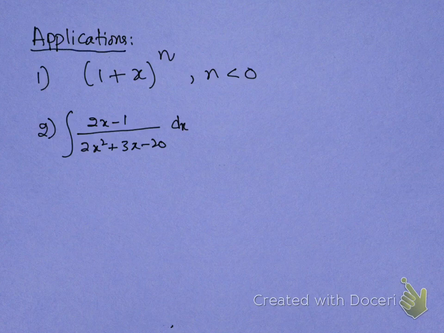Applications. Partial fraction is used to expand expressions of the form 1 plus x whole power n for values of n that are not positive integers. Number 2. Partial fraction is used to integrate the rational fractions such as 2x minus 1 upon 2x square plus 3x minus 20 by first splitting the expression into partial fractions.